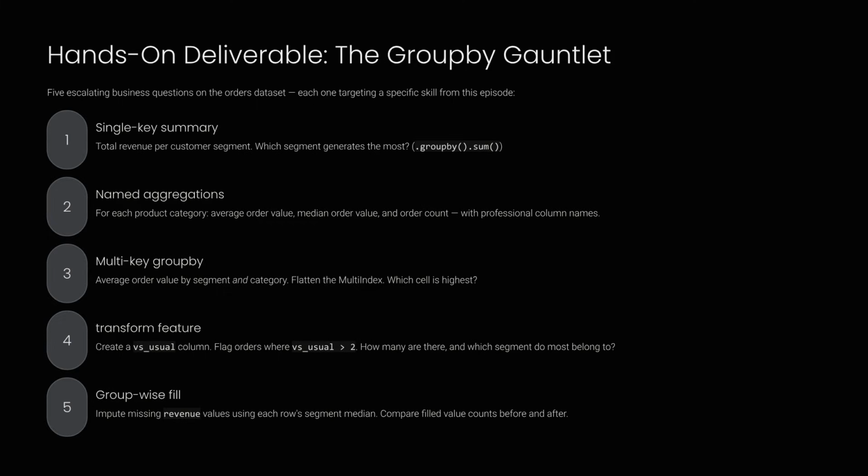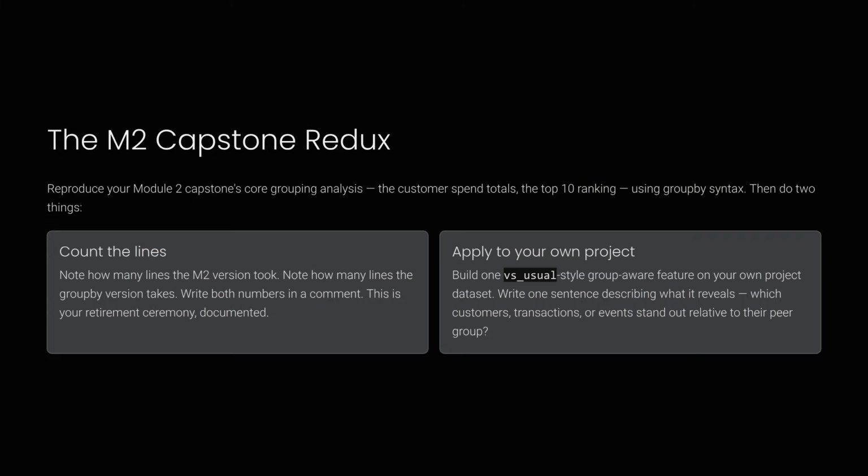Now it's time for the GroupBy gauntlet. We have 5 challenges ranging from simple segment revenue totals to complex, group-aware imputation. These exercises will help you bridge the gap between theory and your own project data. For your capstone redux, I want you to compare your old manual loops with your new GroupBy code. Count the lines, document the difference, and try applying a vs_usual feature to your project dataset to see what stands out.